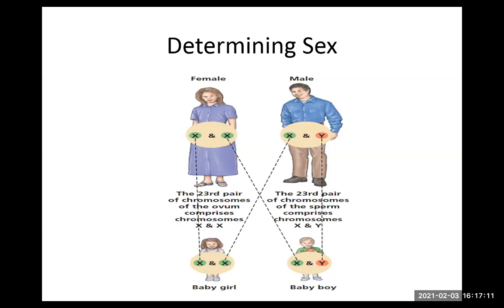If the sperm contributes an X chromosome when it meets an ovum, which remember will always contribute an X chromosome, the child will have an XX pairing on the 23rd chromosome pair and will be a female. If the sperm contributes a Y chromosome, the result will be an XY pairing, a male. It is clear from this process that the father's sperm determines the sex of the child.